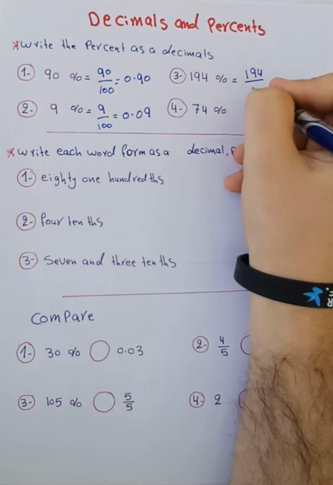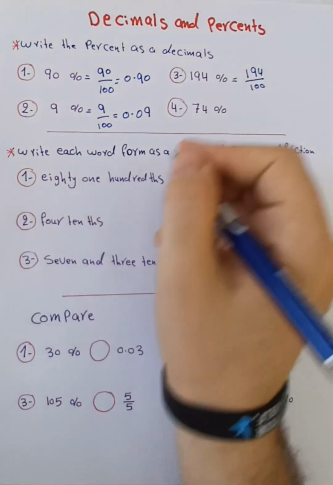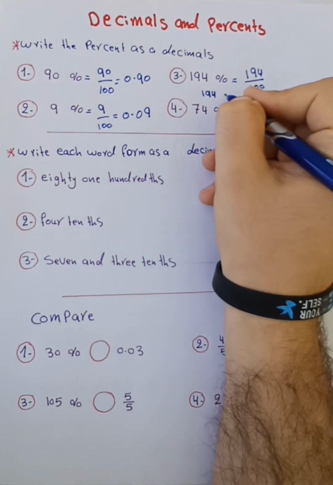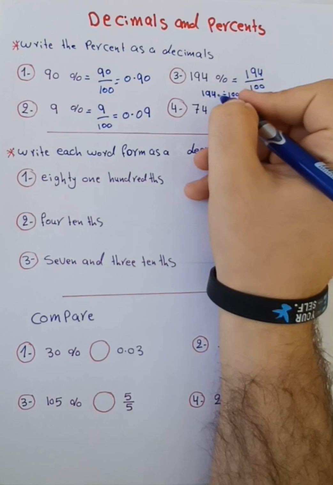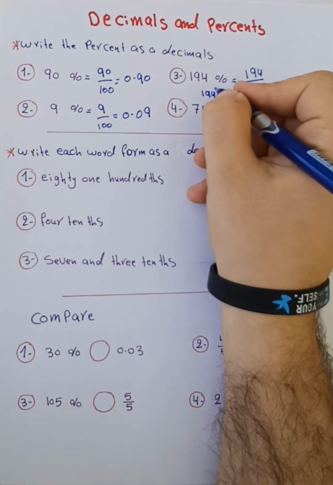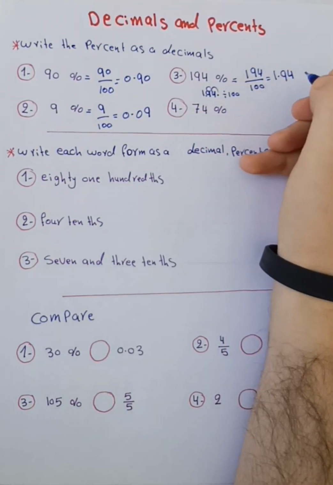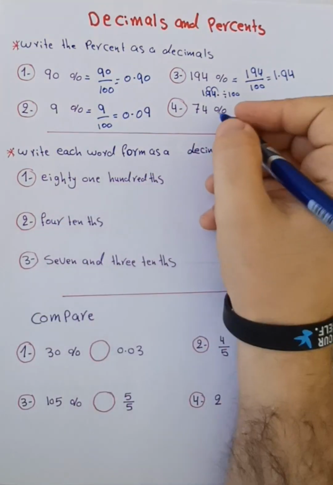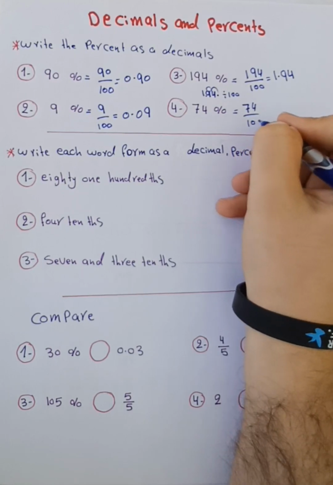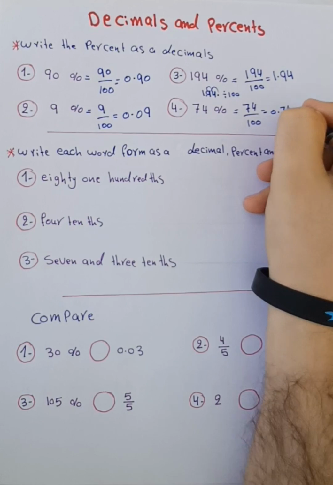194 divided by 100. So you can use a trick for this division. You can write a decimal point here, and then move this decimal point 2 steps to the left side. 1, 2. So equal to 1.94. Example number 4, we have 74%. 74 out of 100 equal to 0.74.